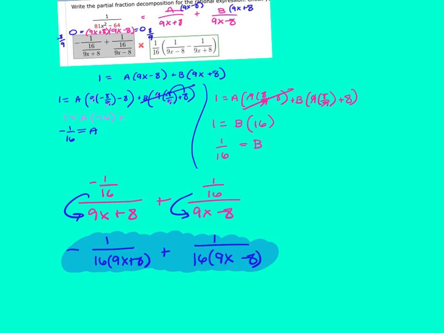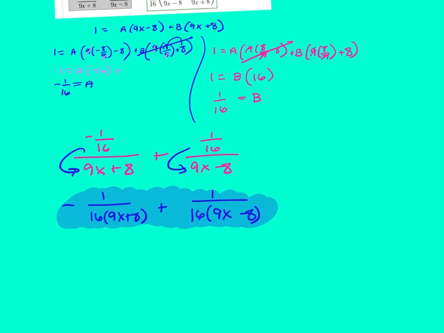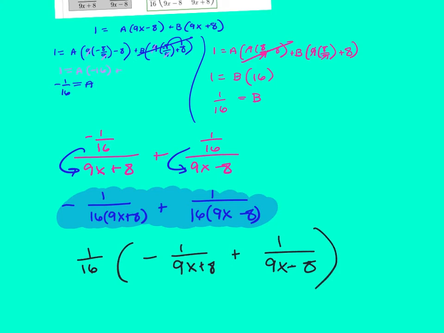Yep. And you can pull out the 1/16, you don't have to, but if this was multiple choice, it would even take it a step further and do 1/16 on the outside: negative 1 over 9x plus 8, plus 1 over 9x minus 8. A multiple choice answer is even going to be like that.